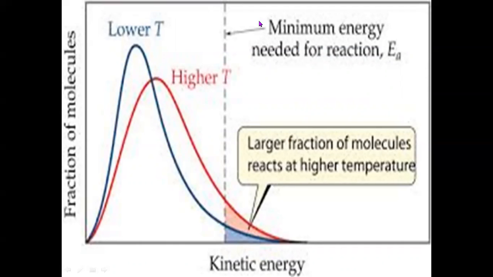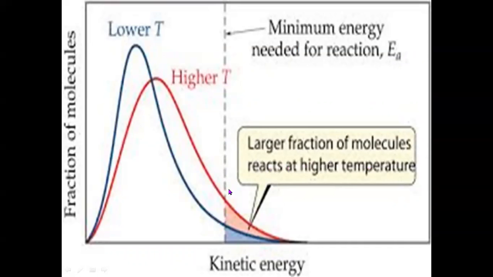So this curve or graph will show you this much energy, from this point to this point, that is called the minimum energy needed for reaction, that is EA, and this is the area in which the number of molecules which possess that much energy is enclosed.